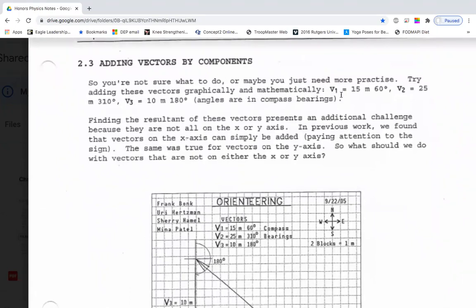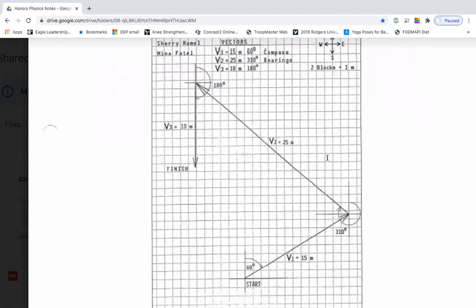You were supposed to follow 3 vectors. In this case, around your yard, you made them up yourself. If I was in Gike Park, maybe I could use these vectors here. So vector 1, 15 meters, 60 degrees. Let's see what that looks like on my map here.